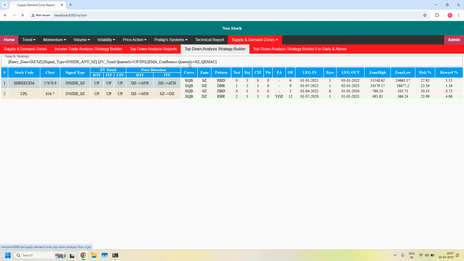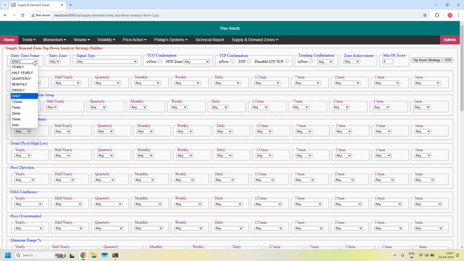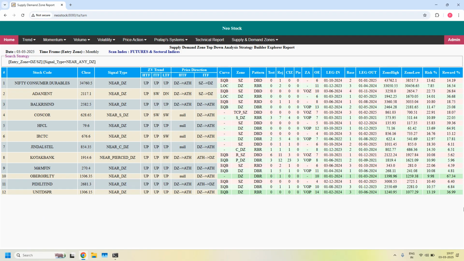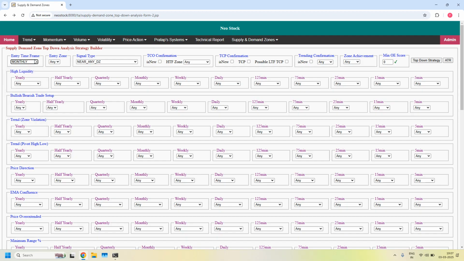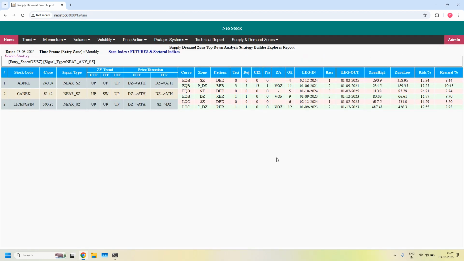Next time frame is monthly. Stocks near monthly demand zone. We got 12 stocks. Next, monthly time frame, stocks near monthly supply zone. We got only 3 stocks.